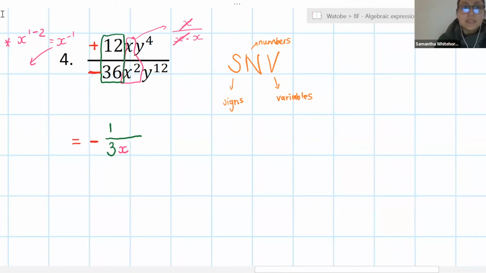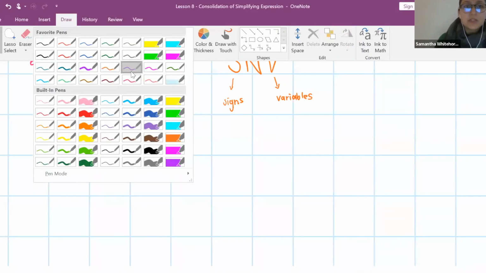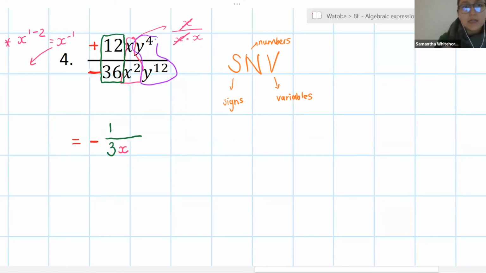Right, so I've dealt with the X's. Now I just need to deal with my last variable, which is the Y's. So a similar sort of thing here. I've got 4 Y's in my numerator and 12 Y's in my denominator. Okay, now I'm going to use the same sort of thinking. If I've got 4 Y's sitting in my numerator and 12 in my denominator, I can cancel 4 at the top with 4 at the bottom. Now, if I take 4 Y's away from the 12 Y's I have in my denominator, I'm actually left with 8 Y's in my denominator. And so now I've simplified this to negative 1 over 3xy to the power 8.